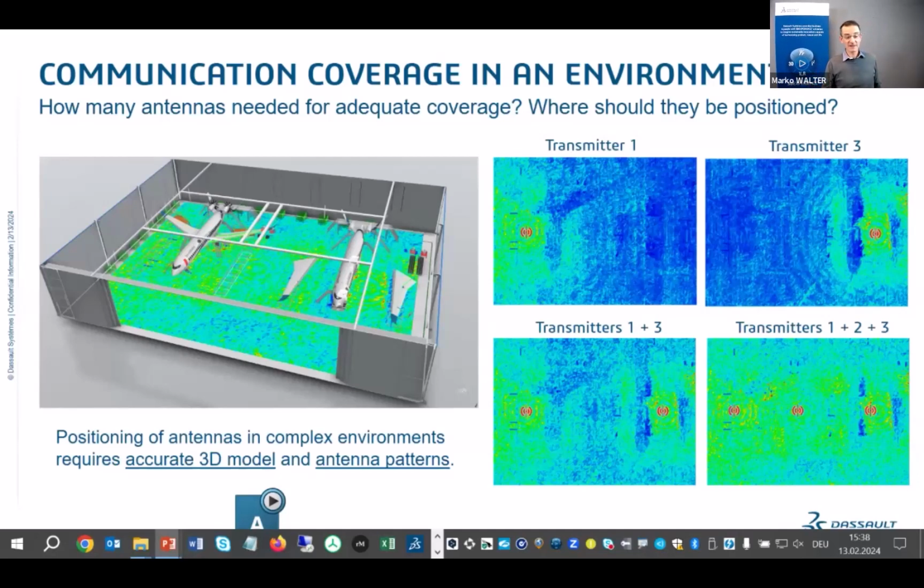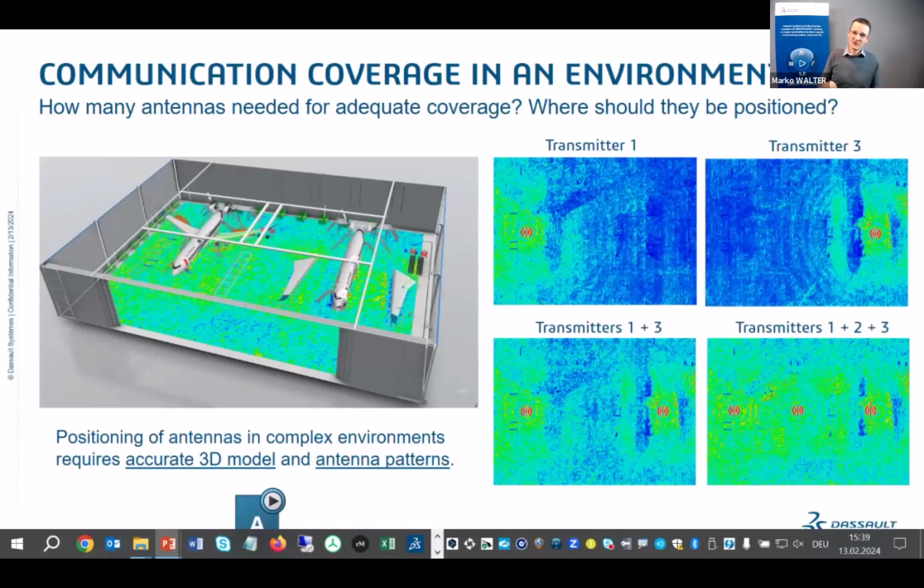We can run simulations using a ray tracing approach, our shooting bouncing ray method, to, for example, look at what happens if I place transmitter 1 at this position in the ceiling. I get a slight shadowing of the aircraft, but I get good coverage in one half of my hangar. Transmitter 3 at the far end gives me another coverage in some areas, but not in others. I can start combining them, and by the time I've got 3 transmitters, I'm getting reasonable coverage throughout.